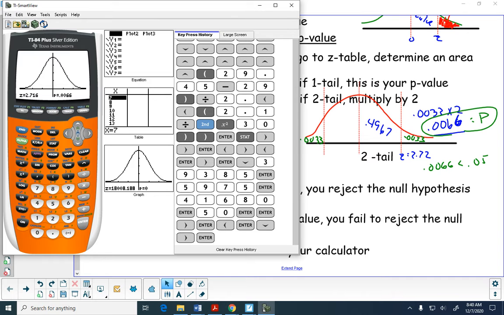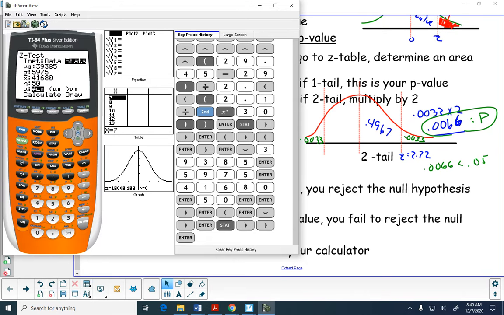Just for giggles here, let's go back and look at the data one that we did, the first problem we did. We'll show you how nice this calculator is for you. Let's go back to stats. Okay, we've already entered into list number 1 all of our data values. Let's go over to test. Let's go to z-test. Now I want to highlight the data values.